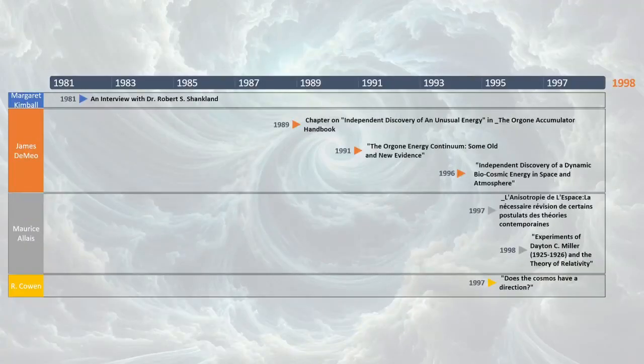And continuing in 1981, Margaret Kimball interviewing Robert S. Shanklin. I think that, again, you should check that out, and it exposes what the goal was for all of his critique and how he was hired by Einstein.